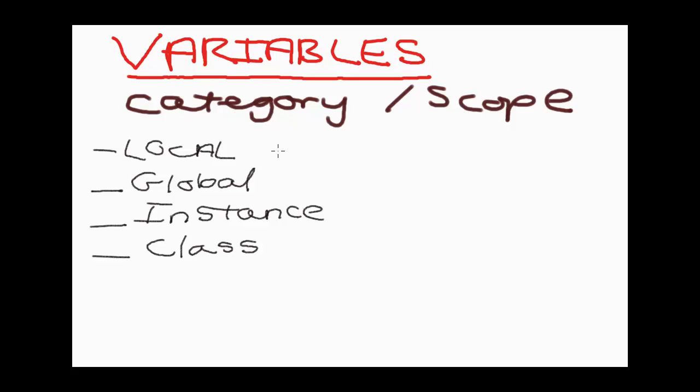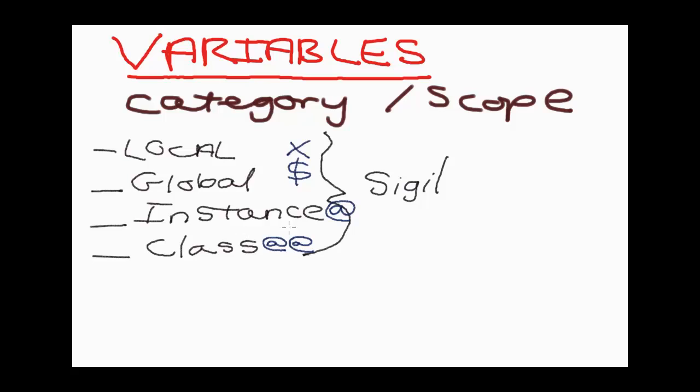Now, all of these use a thing called a sigil, and this is a little symbol at the start to show us what kind of variable it is, or what category of variable it is. Interestingly, local variables don't have any sigil at all, but global variables use the $ sign. Instance variables have a single arroba or an @ sign, and class variables have a double arroba on them.